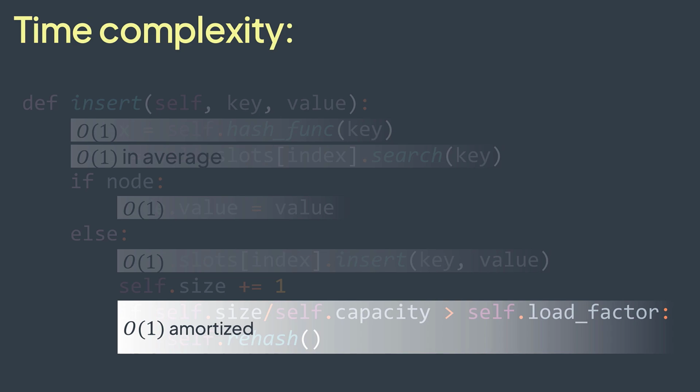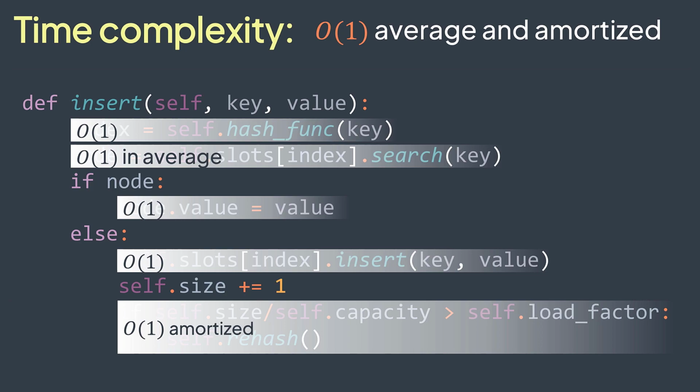We finished analyzing what happens when inserting. We found out that inserting an element in a hash table is O of 1 average and amortized time complexity. This is very important to understand. If you didn't, please ask a question below. Don't just continue without understanding why it's O of 1 average and amortized.